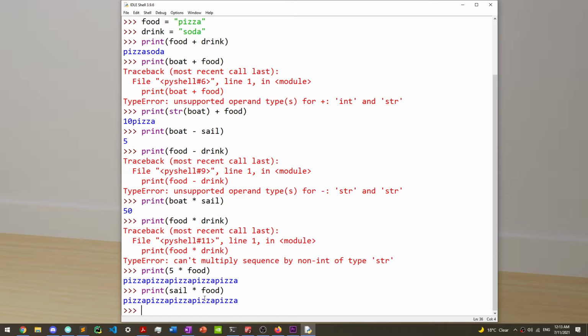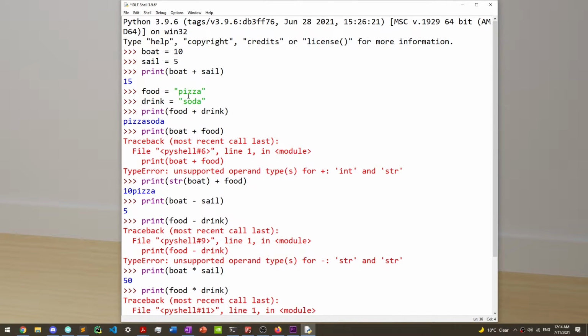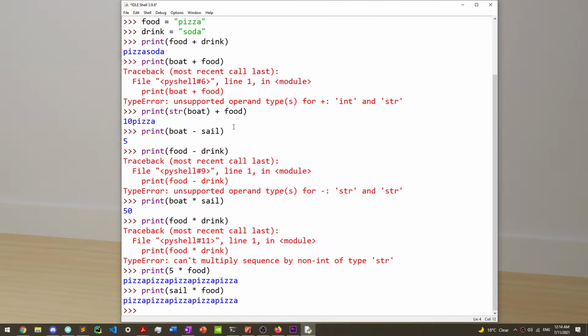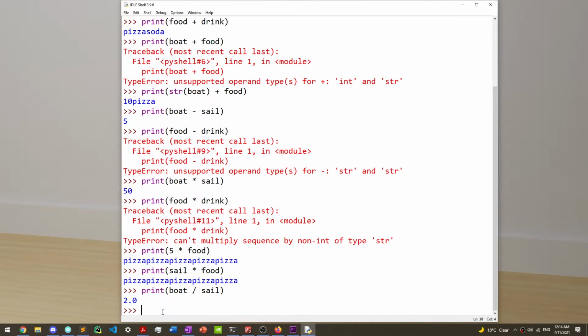Next, we have 3 more, and the 3 more are pretty special. So the next one I want to talk about is the division sign. And we use the slash to indicate we're dividing something. So once again, we're going to take our variables boat and sail, and what we're going to do is print boat divided by sail. Now what happens is it gives us 2.0.